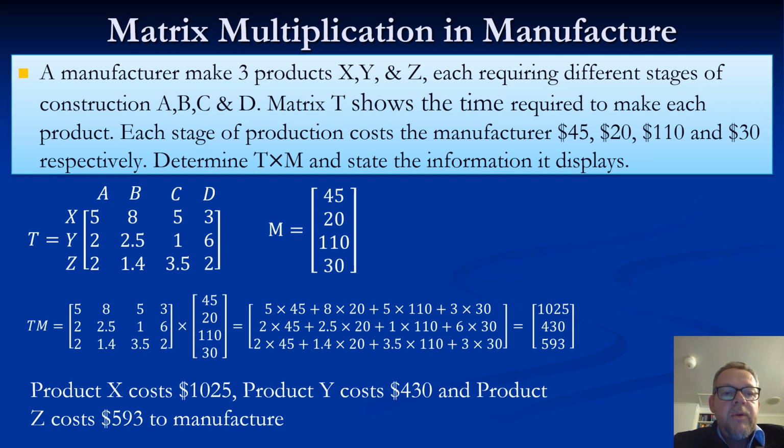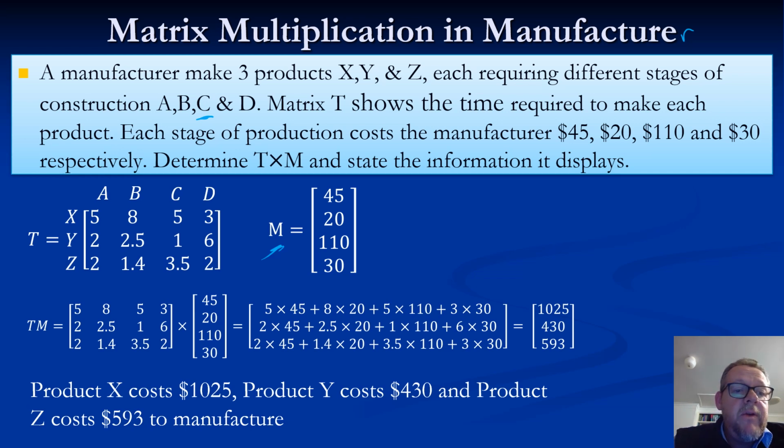Now let's have a look at another example. This one's a manufacturer. A manufacturer makes 3 products, X, Y, and Z, each requiring different stages of construction, A, B, C, and D. Matrix T shows the time required to make each product, and each stage of production costs the manufacturer 45, 20, 110 and 30 respectively. So that's the stage of production costs there. I could have called it C for costs, but I had a C there, so I didn't want to confuse.